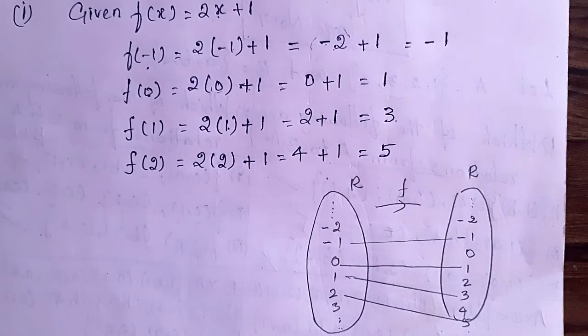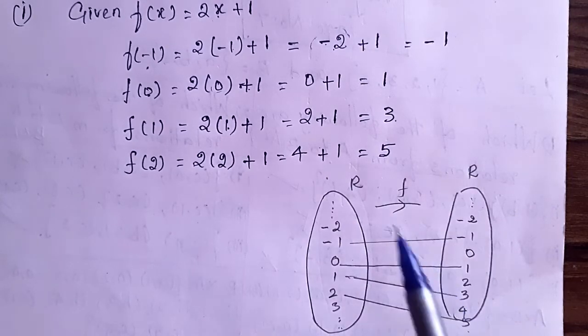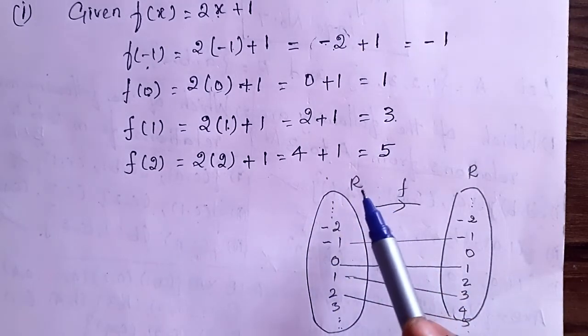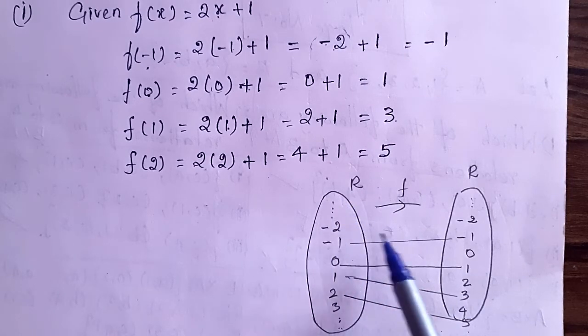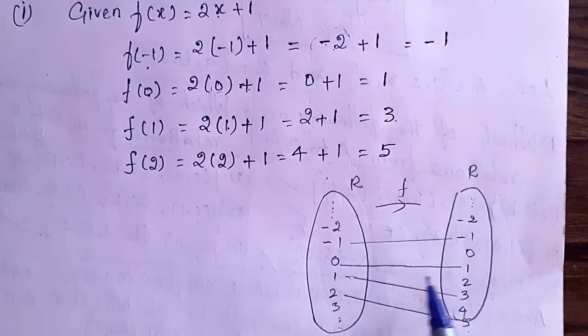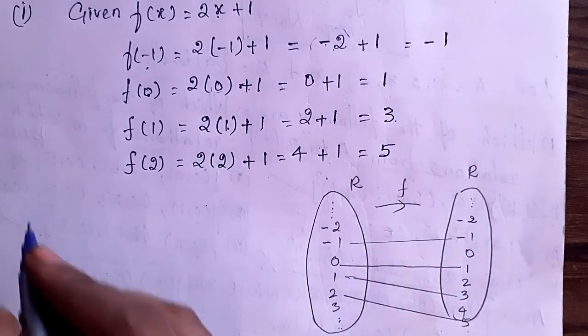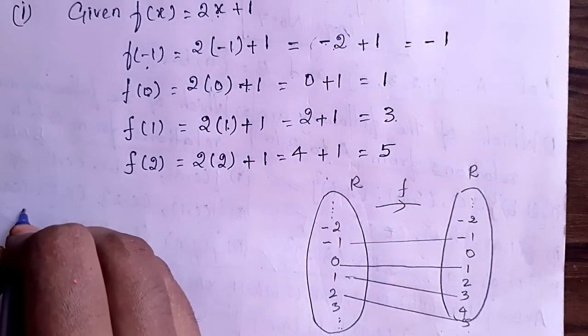So look at the picture. Every different element of the domain has different images, so we can say it is one-to-one function.